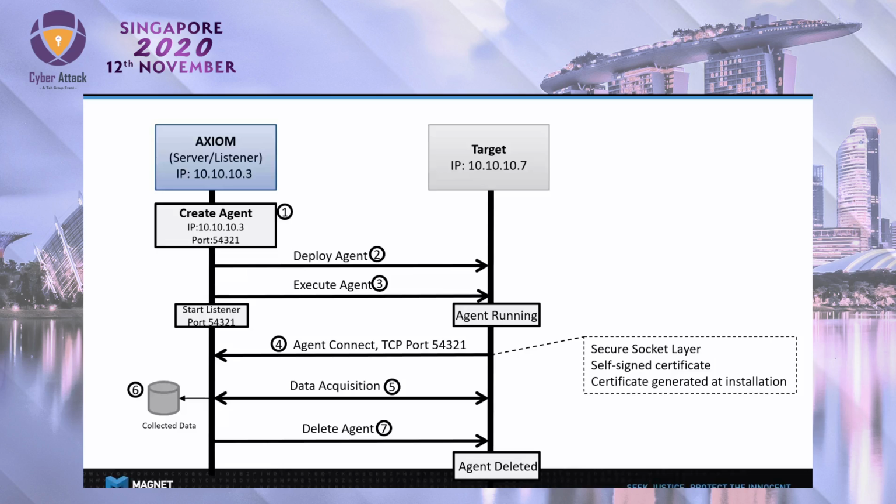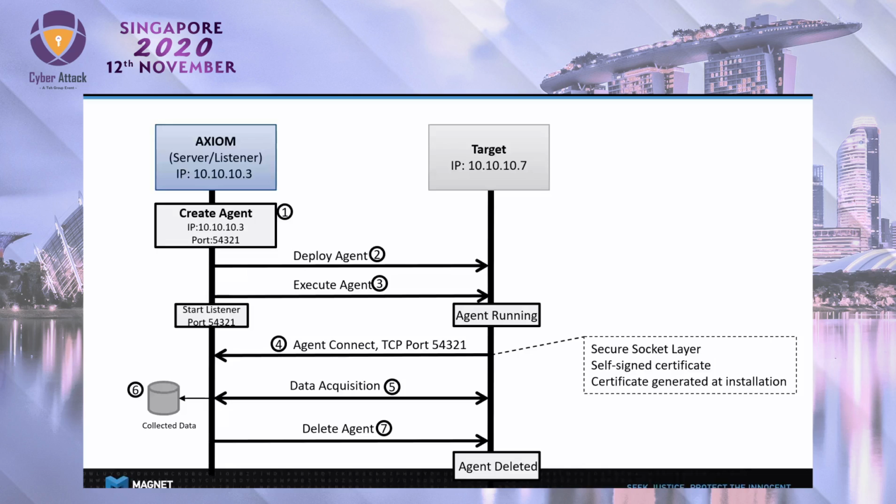These are secured connections with self-signed certificates at this time, but they are generated on a per installation basis. So quite secure there. So the agent connects back, and at this point the server has control of that agent to be able to explore and acquire data from that target. So you can see step number 5 there is a bidirectional step where the Axiom listener can request information, and the target will send that back.